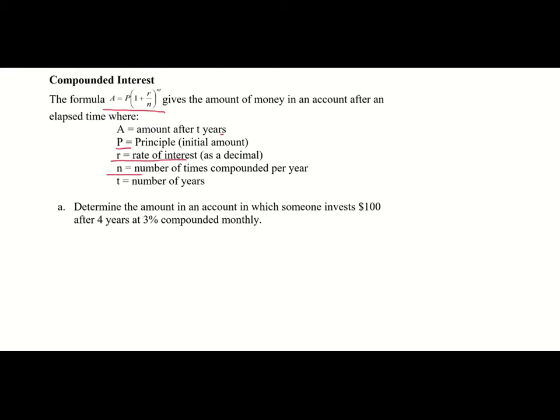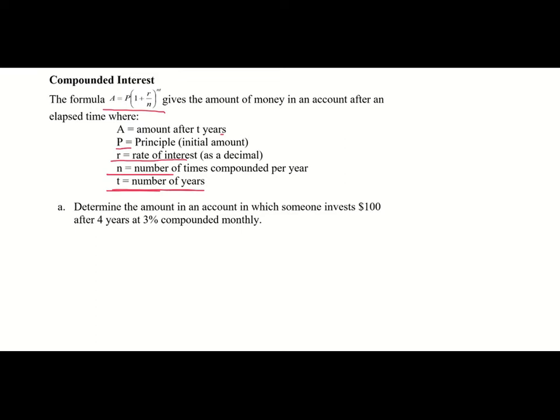N is the number of times compounded per year. So if it's quarterly, it would be 4 times a year. Semi-annually is twice a year. Monthly is 12 times a year. And then T, time for this formula is always going to be in years. So you want to keep it in years.